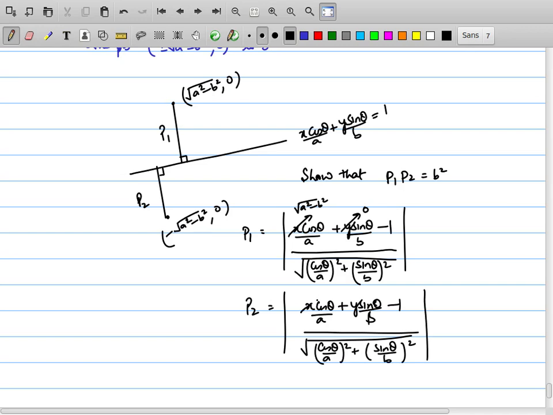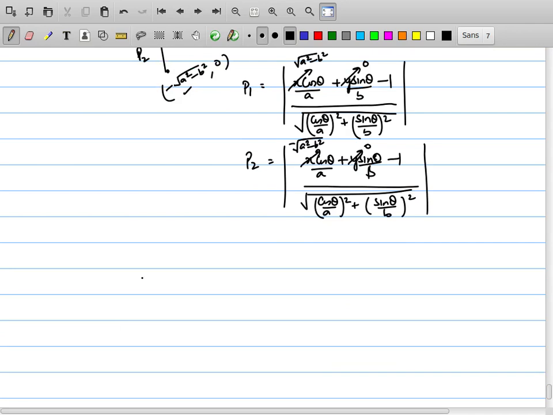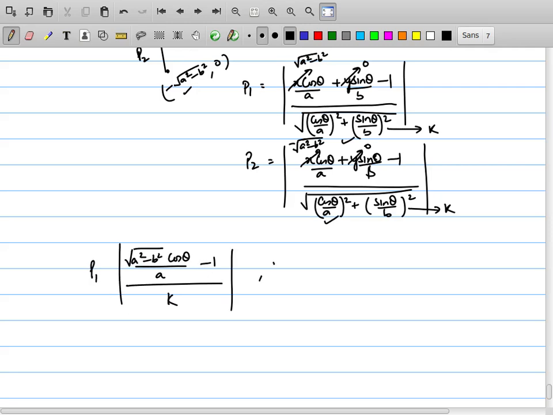Mod. Now instead of x we will put these values, minus root of a square minus b square, and this would be 0. So let's solve this. We get root of a square minus b square cos theta upon A minus 1 upon, for convenience let's say since this part is the same, we will put this as k so that we don't have to write it again and again. So this is upon k. This is P1.